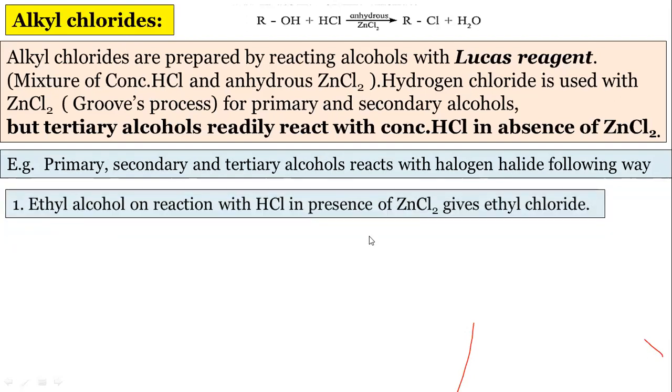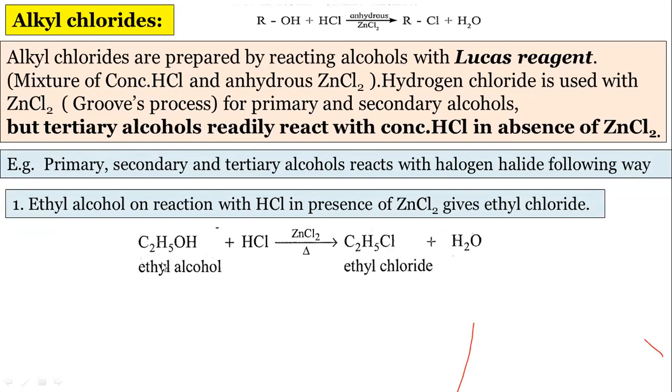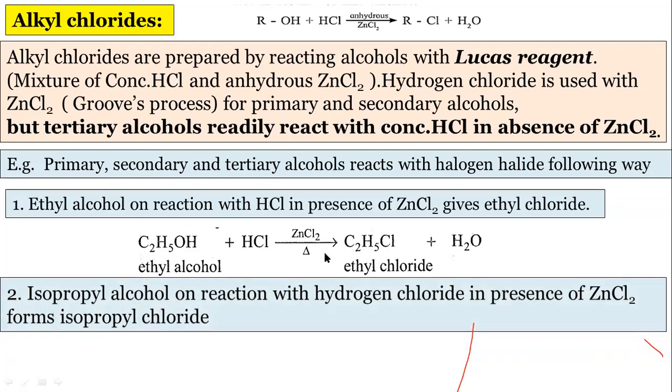See, ethyl alcohol on reaction with HCl in presence of ZnCl2 gives ethyl chloride. This is ethyl alcohol plus concentrated HCl, ZnCl2, it gives C2H5Cl. This OH is replaced with Cl, and this hydrogen combines with OH and gives the water molecule. So if you understand one reaction, you can convert the others.